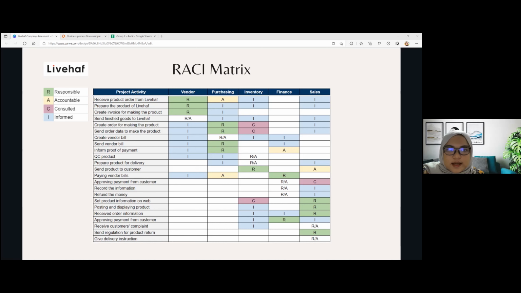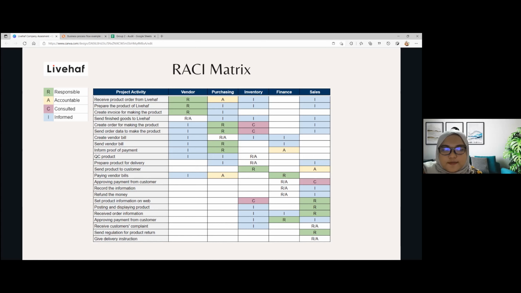Next is inform proof of payment, responsible by purchasing. Finance will be accountable, and the vendor will be informed. Next is QC product, or quality control product. In checking the product, inventory will be responsible and accountable, while vendor and purchasing will be informed.